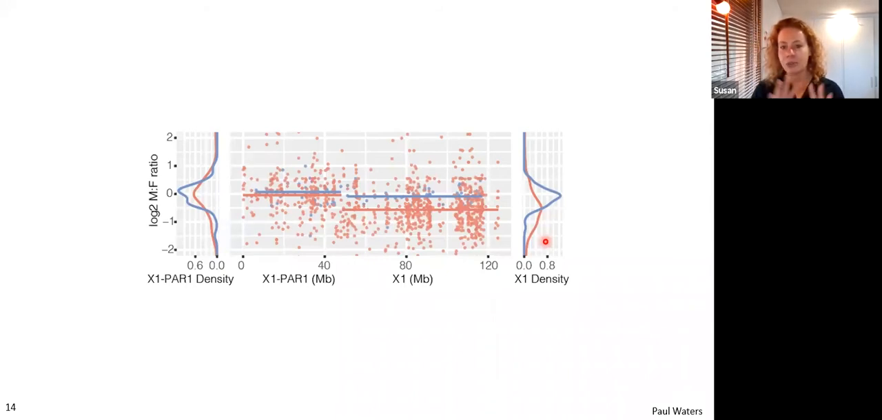What you see here is the X chromosome, or one of the X chromosomes, of platypus. The X chromosome of platypus has two different regions. It has an X-specific region, and then it has a so-called pseudo-autosomal region. But let's focus on the X-specific region. You see that the average transcript level of the genes here in red is indeed lower in males than in females.